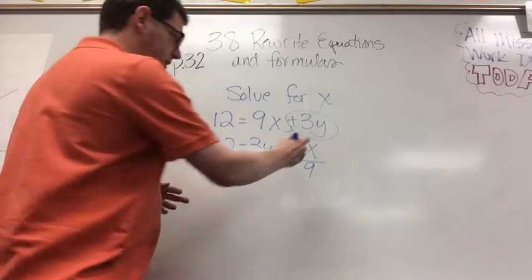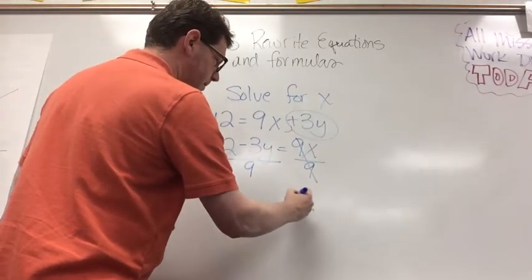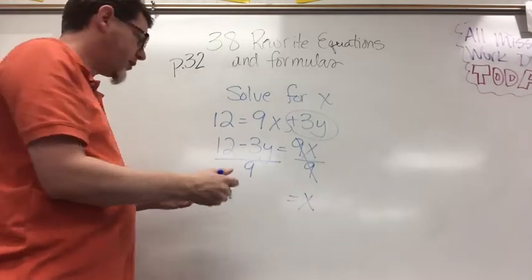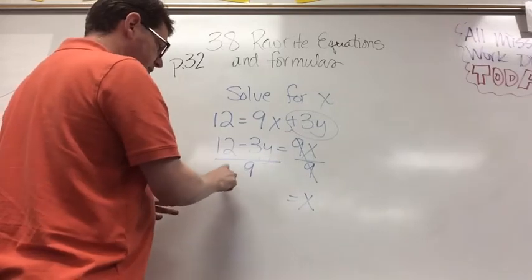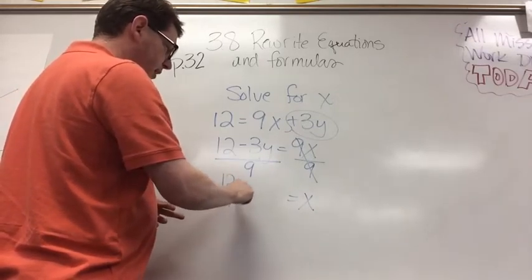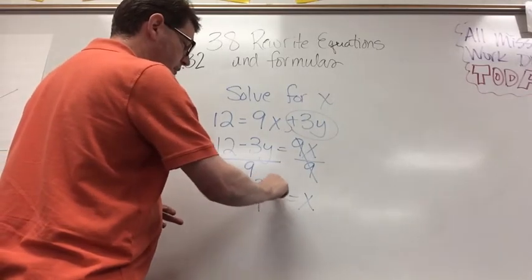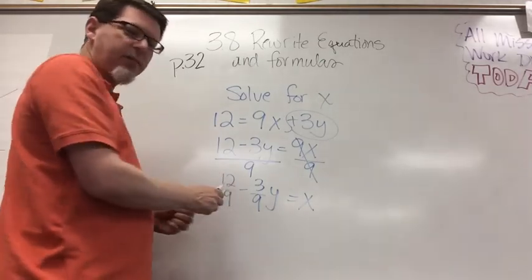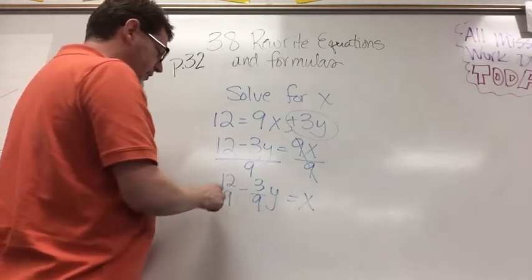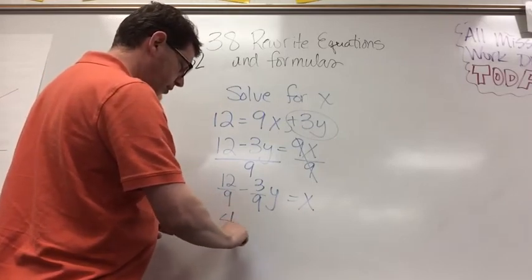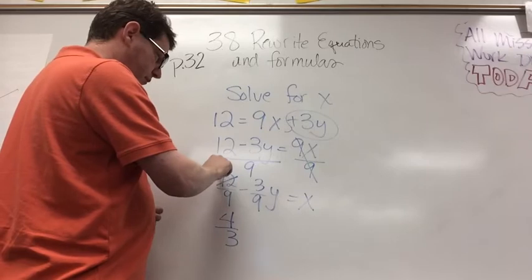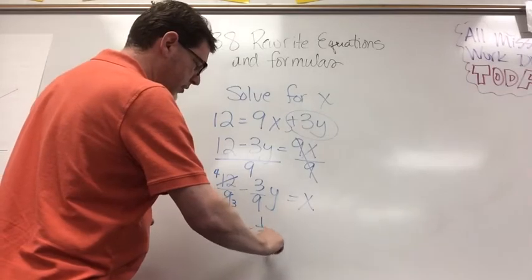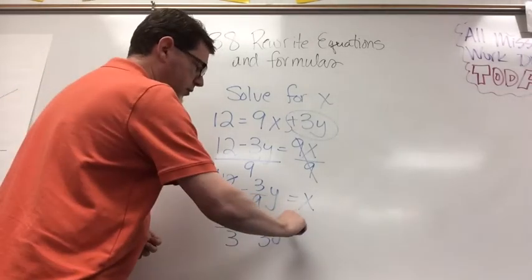Now, these two cancel, so I'm left with x, and I've got 12 minus 3y over 9. So I kind of do a reverse distributive property where I distribute that 9 divisor to both, so it's 12 over 9 minus 3 over 9y. And now I simplify my fractions. 12 over 9, I'm going to keep it as an improper fraction, but simplify it, so that becomes 4/3, because 3 goes into 12 4 times, 3 goes into 9 3 times. And then I simplified 3/9 to 1/3 y, so 4/3 minus 1/3 y equals x.